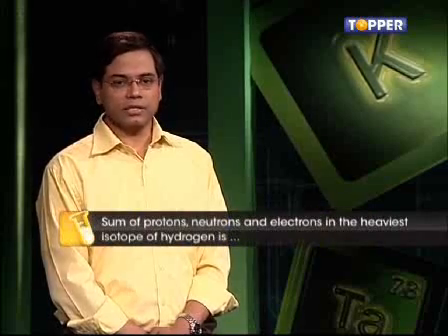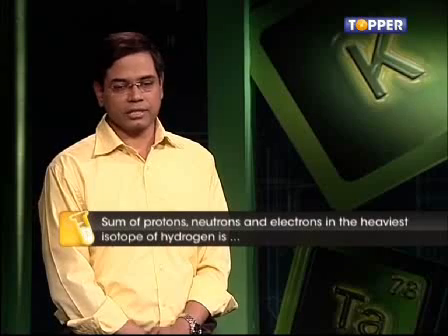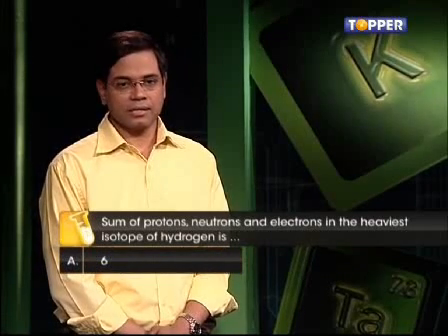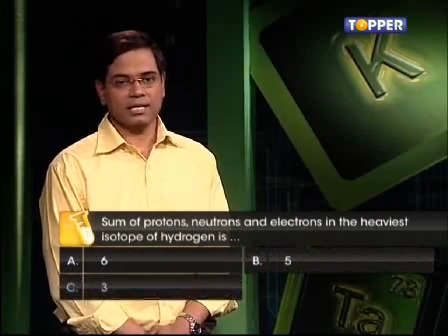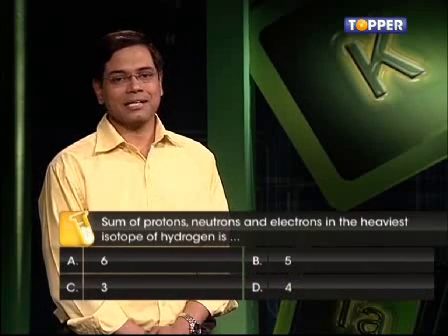Sum of protons, neutrons and electrons in the heaviest isotope of hydrogen is A. 6, B. 5, C. 3, D. 4. The correct answer is D, 4. Well, it was simple, wasn't it? Here comes the second question.